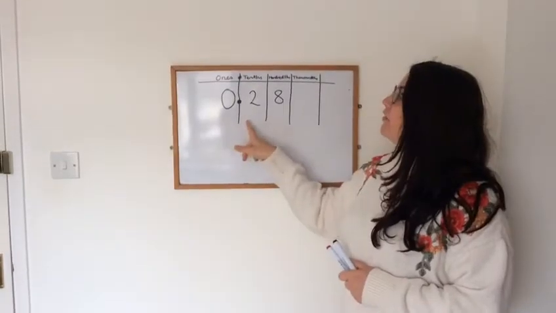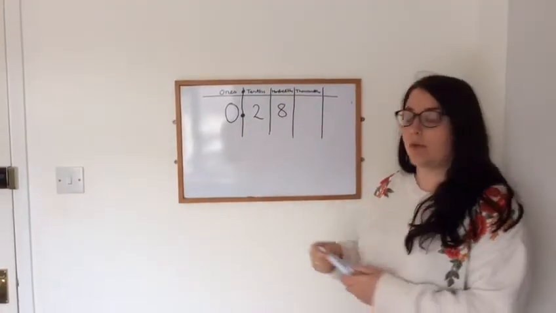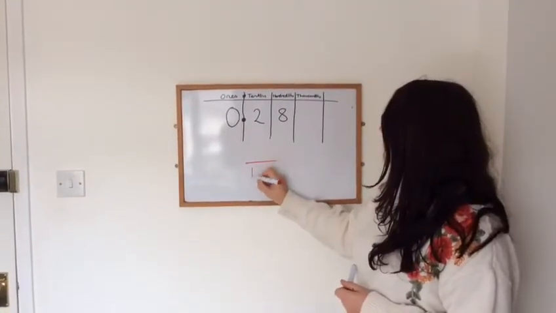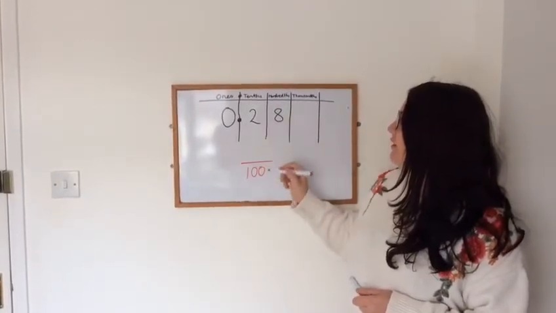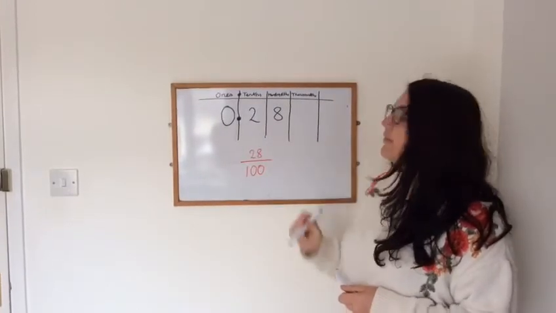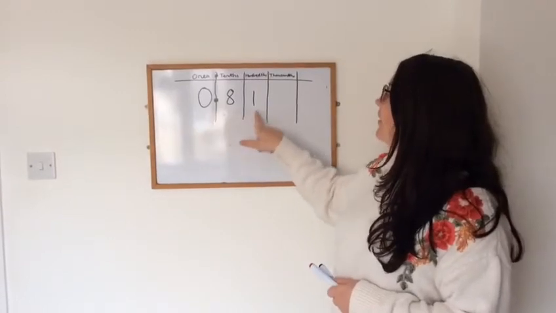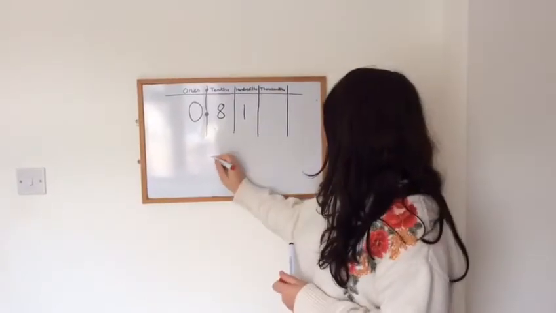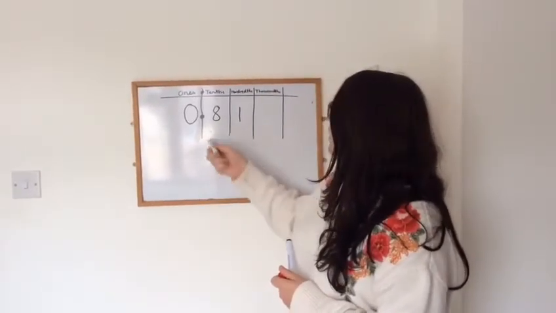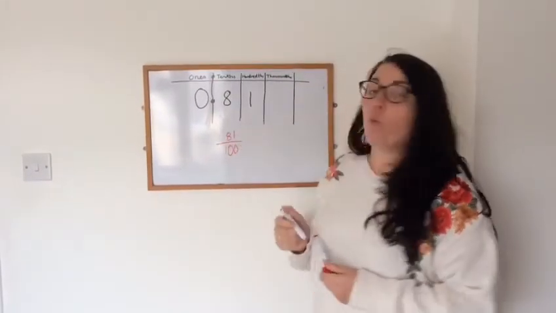Okay, so for 0.28, the last digit we have is 8. It's in the hundredths column, so we know the bottom number is going to be 100. Above it, we now have 2 and 8, so together they make 28. So that is it as a fraction. Okay, so for 0.81, the last digit we have is 1. And that is in the hundredths column still, so the bottom number will be 100. We then have 8 and then 1 after the decimal place, so that must be 81 hundredths.